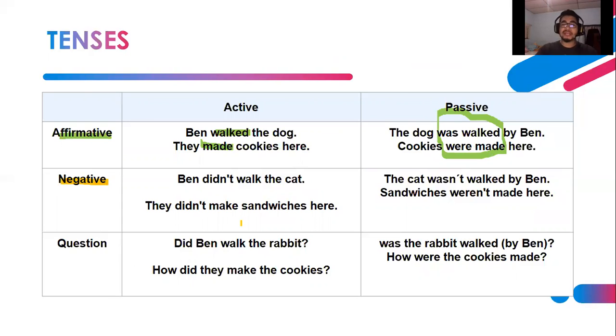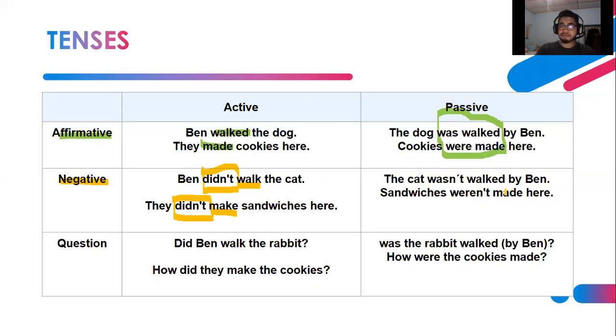And in negative form, what changes? First, you will have the auxiliary, okay? What's the auxiliary? In simple past is did. Did plus not. Or you can say didn't if you want to use the contracted form. You can say they didn't make and they didn't walk. And notice something important. When you use the negative form in the active voice, you don't need to change the verb, okay? You keep the verb as if you were talking in present. Why? Because you are using the auxiliary.